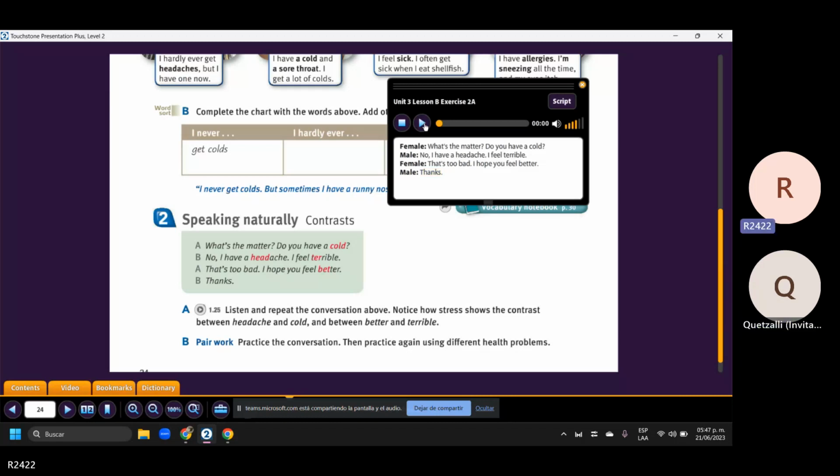As you can see, it's normal when you are talking to make a contrast on different words. Like, for example, do you have a cold? I have a headache. I feel terrible. I hope you feel better.